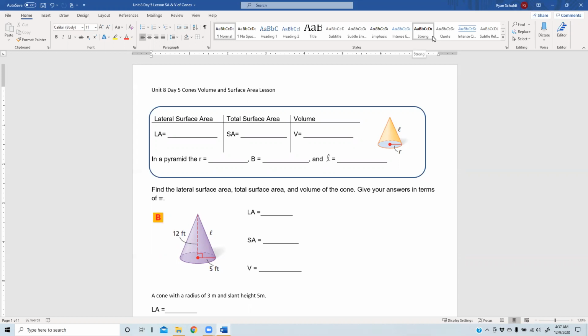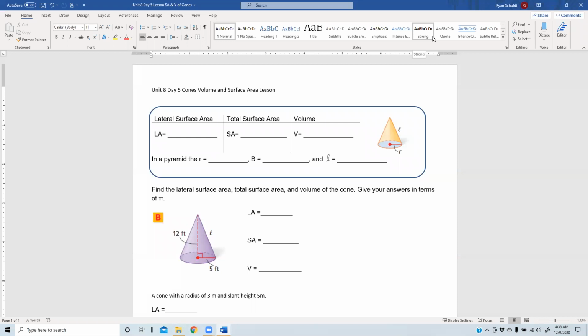Happy Friday. We're going to look at total surface area, lateral surface area, and volume of cones. Yesterday we did pyramids. Today we're doing cones. They're really similar. The only difference now is that every single time the base will be a circle because it's a cone. So similar concepts, but now the base is a circle. Let's jump into it, look at the formulas, talk about what some things mean, and we'll go from there.